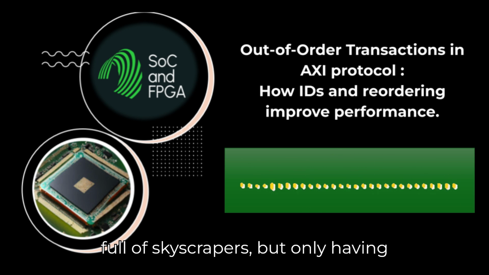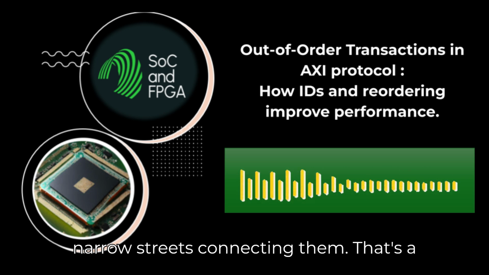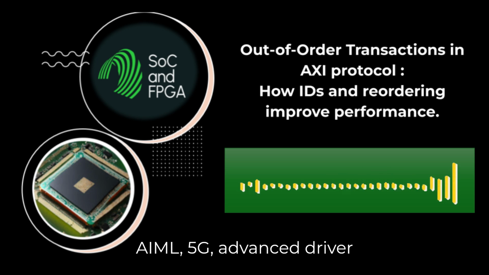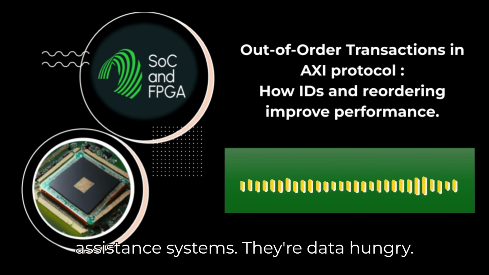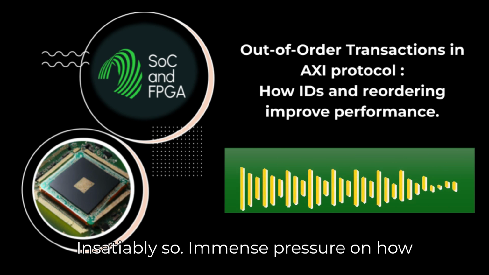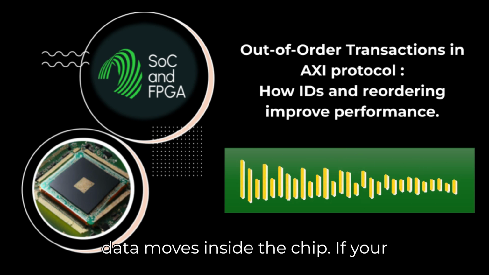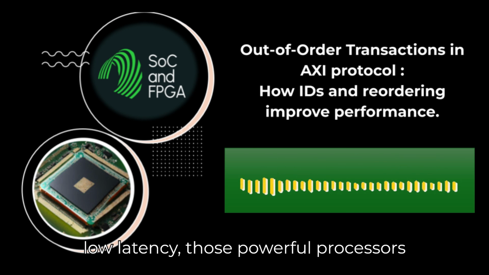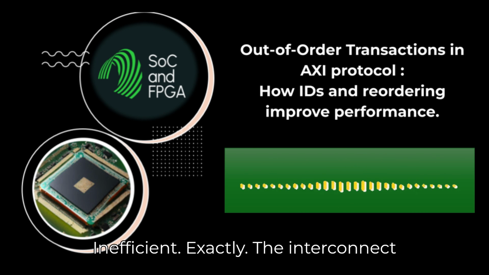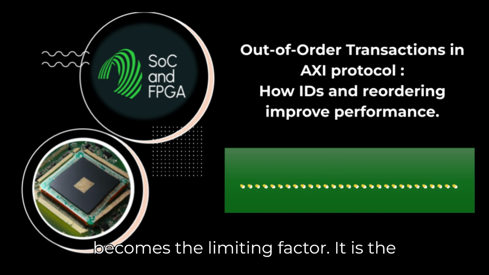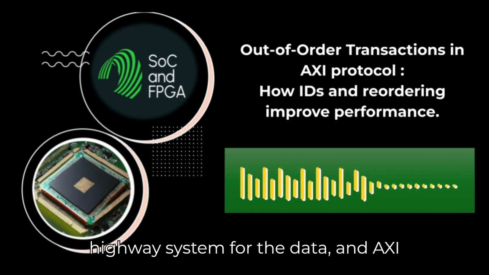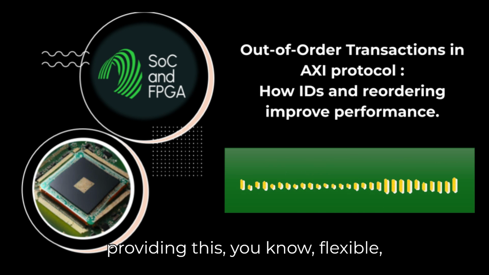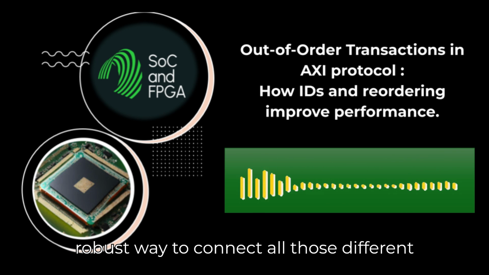For sure. But that very integration creates its own bottleneck, the internal data pathways. It's like building a city full of skyscrapers, but only having narrow streets connecting them. That's a great analogy. And think about the demands from these newer applications, AI, ML, 5G, advanced driver assistance systems. They're data hungry, insatiably so. Immense pressure on how data moves inside the chip. If your interconnects aren't high bandwidth and low latency, those powerful processors just sit there idling. Bottlenecked. Inefficient. Exactly. The interconnect becomes the limiting factor. It is the highway system for the data. And AXI became the standard for that highway, providing this flexible, robust way to connect all those different IP blocks.